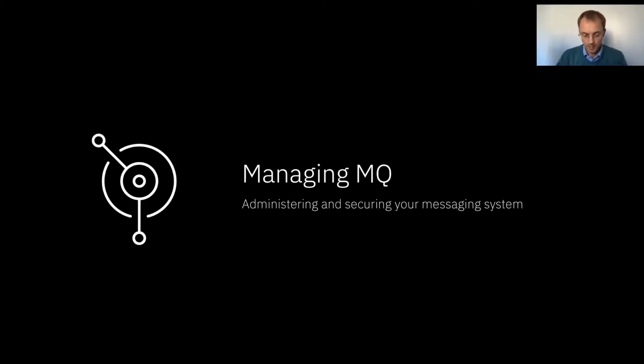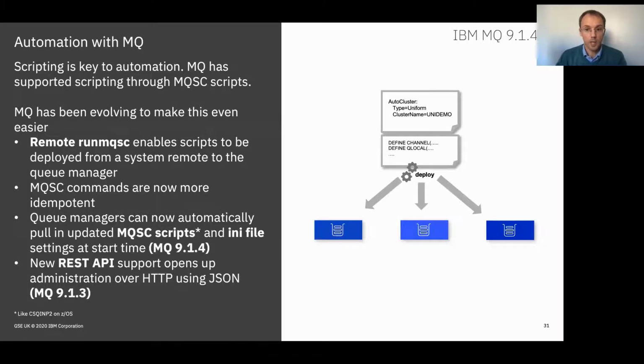So if we now look at how we can manage MQ and some of the features that we've been doing to improve this experience for you. So I mentioned that increasingly systems are being configured in a way that supports automatic deployments to improve the efficiency of those deployments and so forth. So scripting, although it has been important in the past, is increasingly important to allow those configurations to be deployed. So MQ has evolved a number of features to support this.